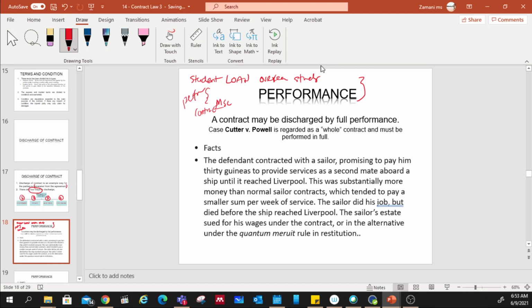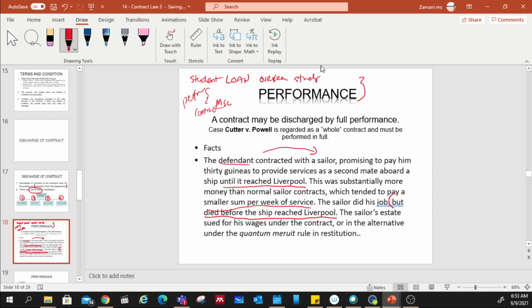Let's look at an example of performance. A contract may be discharged by full performance. The case is Carter versus Powell. This is related to the contract itself, based on performance. The facts: the defendant contracted with a sailor, promising to pay him to provide services as a second mate aboard a ship until it reached Liverpool. This was substantially more money than a normal sailor contract, which tended to pay a smaller sum per week of service. The sailor did his job, but eventually he died before the ship reached Liverpool.